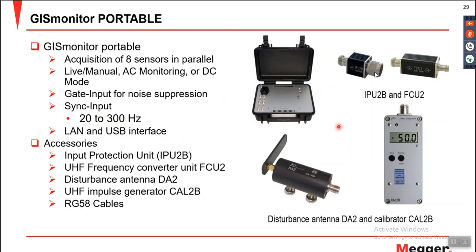And there are several accessories which are actually making us an advantageous thing to our competitors, which is IPU and FCU, which I will explain in an upcoming slide. And then we are supplying an external DA2 antenna for eliminating or suppressing the external noise from the atmosphere, and the pulse generator, which is also called a calibrator, for performing the sensitivity verification for finding out the adequacy of the number of UHF sensors.